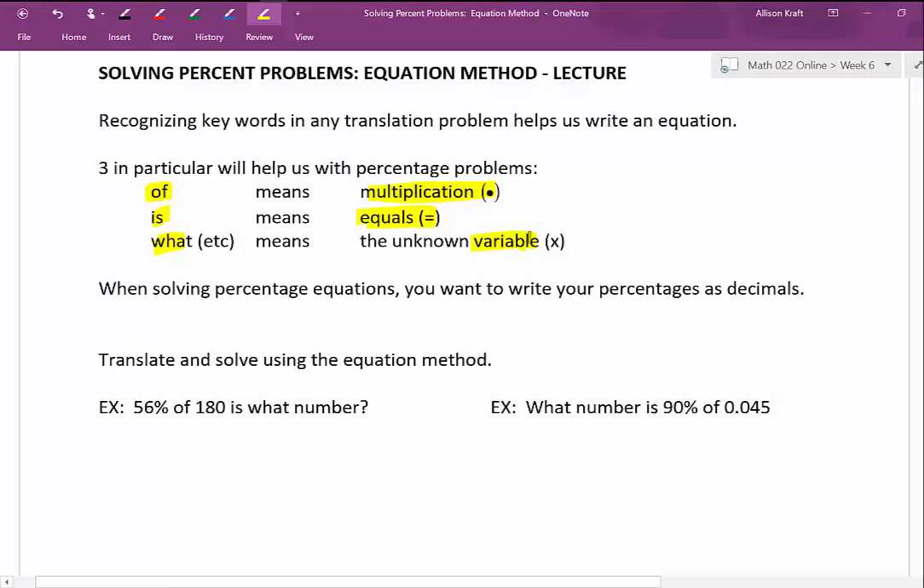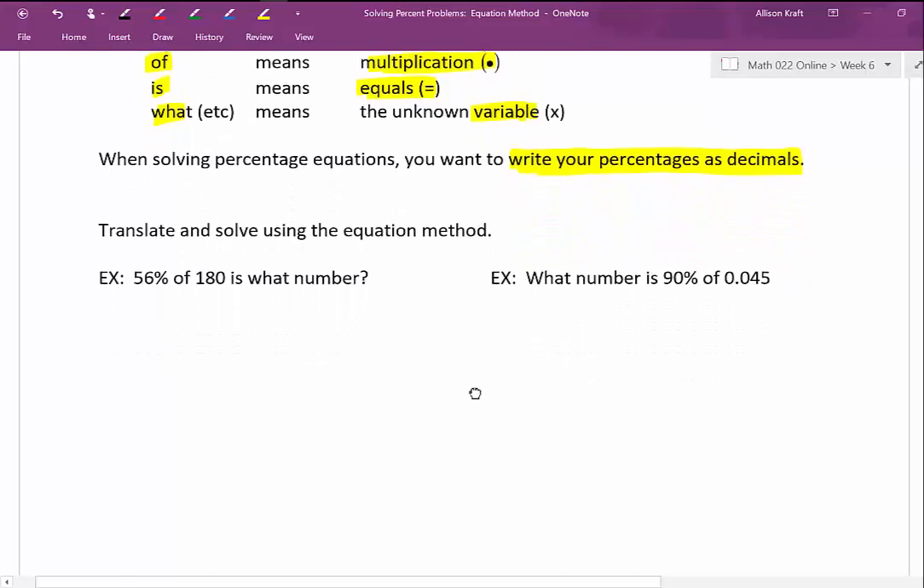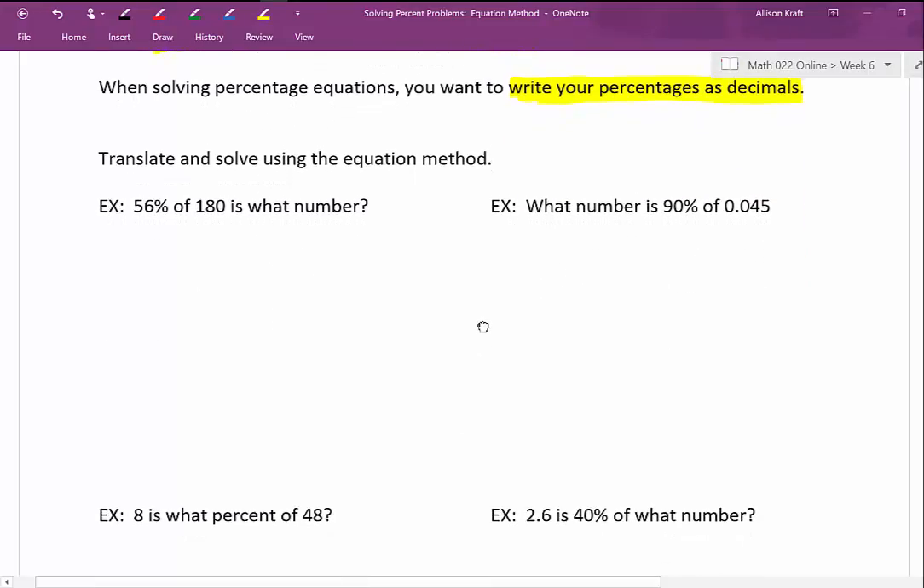When solving percent equations, which is what we'll be writing, you want to make sure to write your percent as a decimal. We did not have to do that when using the proportion method because we represented our percent as a fraction. Let's translate and solve using the equation method.